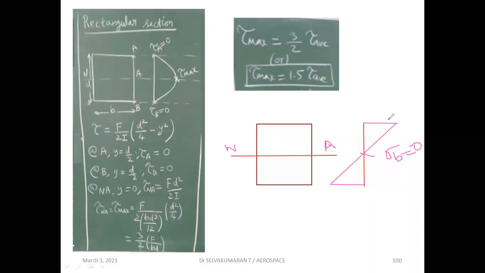So you can see here is a linear variation, and this is a parabolic variation. If the beam is a simply supported beam, the nature of the bending stress would be compressive above the neutral axis, and below it would be tensile in nature.